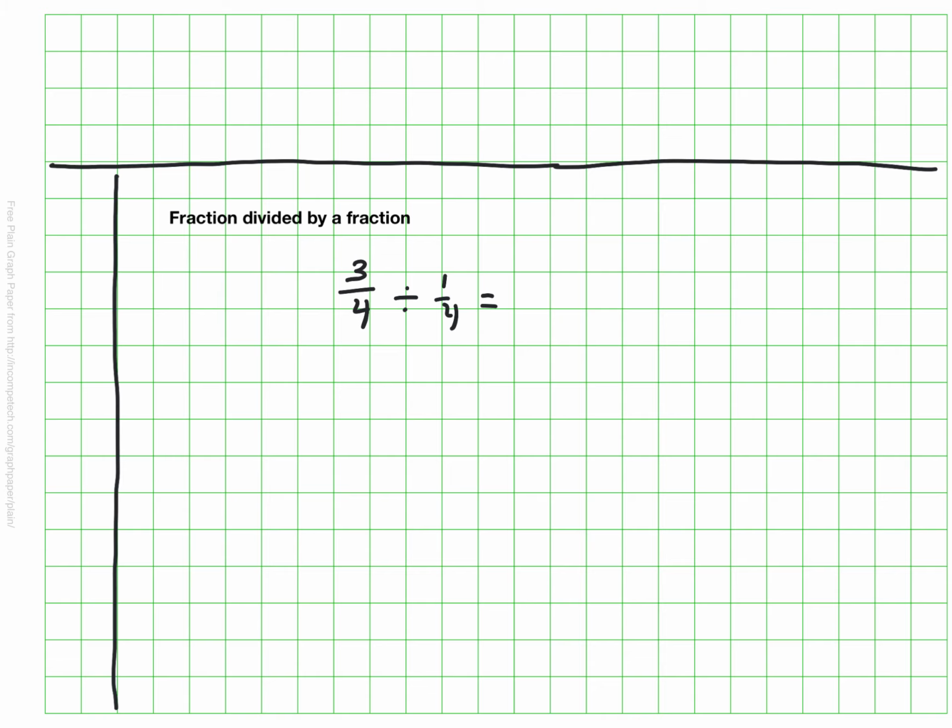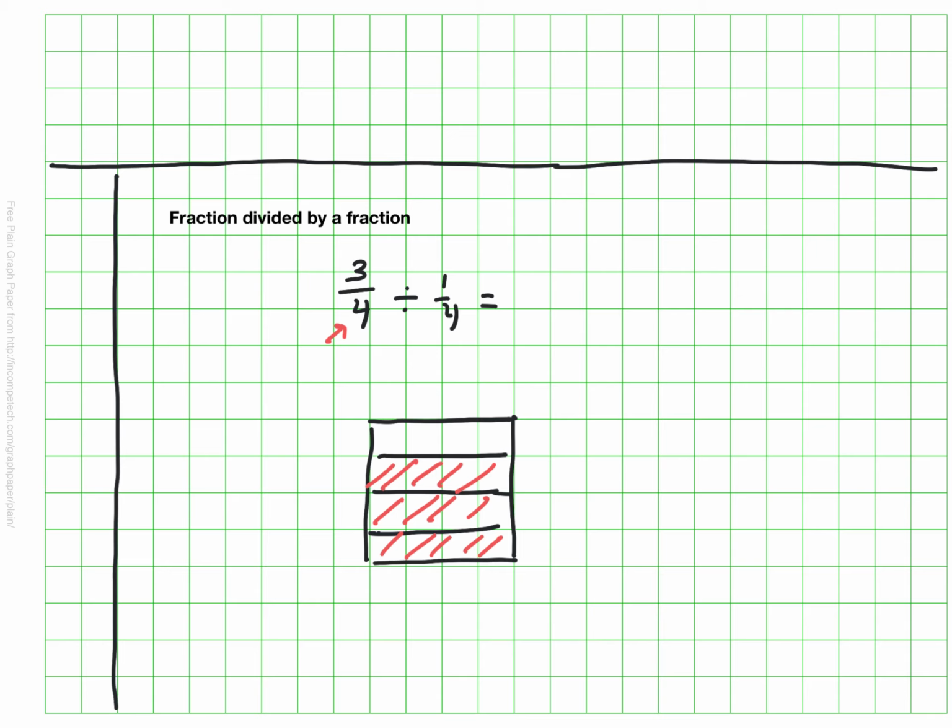This time I'm going to make a 4 by 4 box. So my first step will be to divide my model into 4ths, and that's because there are 4ths in my dividend, right? So I'm going to go ahead and cut this into 4ths, 4 sections. We're used to doing that by now. And I'm going to shade in 3 of them, 1, 2, 3, because that's what I'm starting with, 3/4. That's my dividend. My divisor is 1/4. So what I'm trying to figure out is how many 1/4s there are in 3/4.